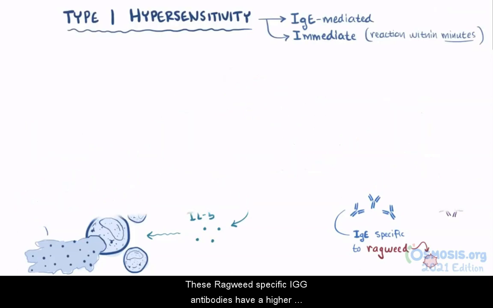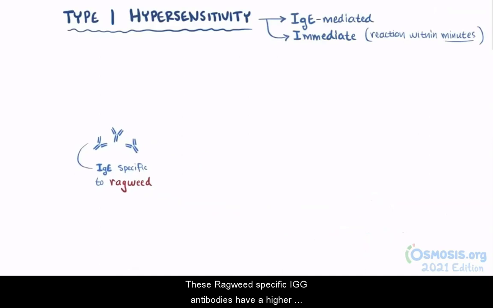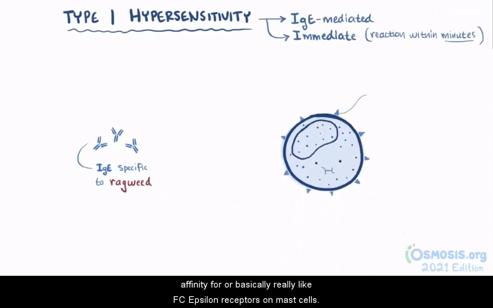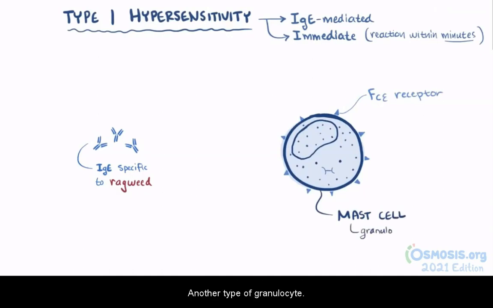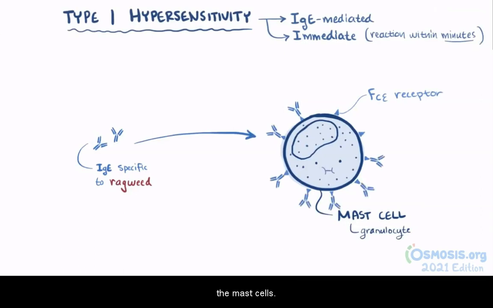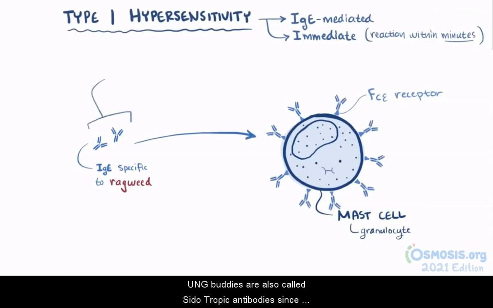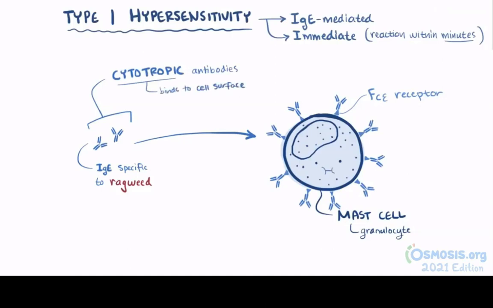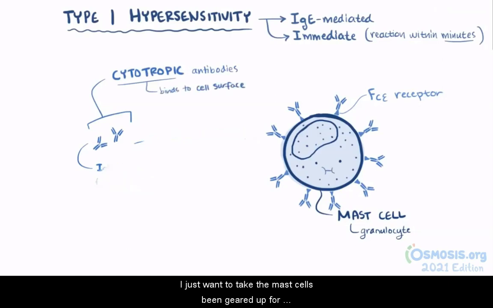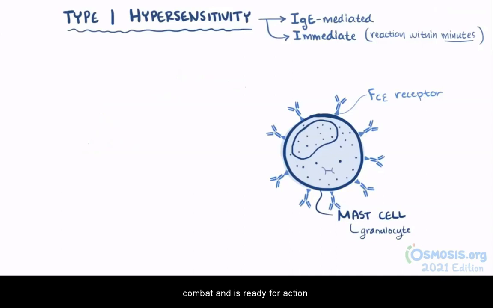These ragweed-specific IgE antibodies have a high affinity for, or basically really like, Fc epsilon receptors on mast cells, another type of granulocyte, so they quickly attach themselves to the surface of the mast cells. These antibodies are also called cytotropic antibodies, since they can bind to cell surfaces. At this point, it's like the mast cell's been geared up for combat, and is ready for action, and therefore we're finished with the sensitization phase.